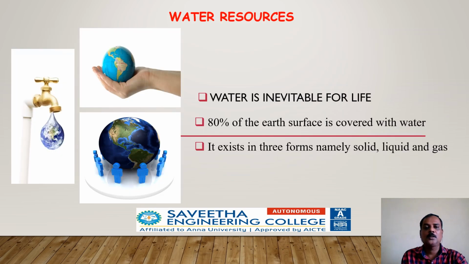Water is the most plentiful and essential compound. Nearly 70 to 80% of the Earth's surface is covered with water. It is an inorganic substance, a transparent, tasteless, odorless and colorless chemical substance. It is made up of hydrogen and oxygen. Water exists in three phases: solid, liquid and gas.